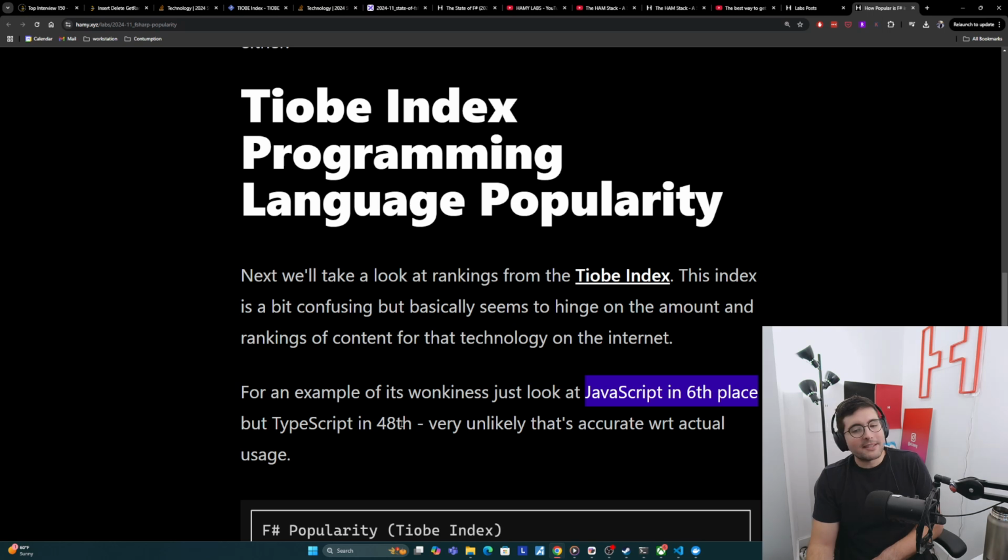But TypeScript is in 48th place, which is very unlikely anecdotally, from seeing how often TypeScript is actually used in production and ranking that against other surveys and data. TypeScript should probably be in the top 10, but here it's in 48th. So, you know, take this data with a grain of salt. It's got its own biases and oddities, but directionally, I think it's still got something useful for us.